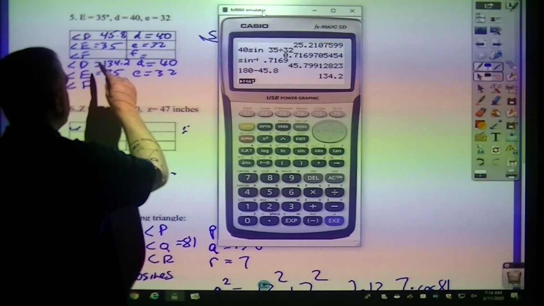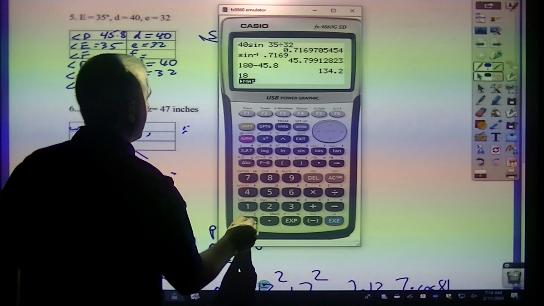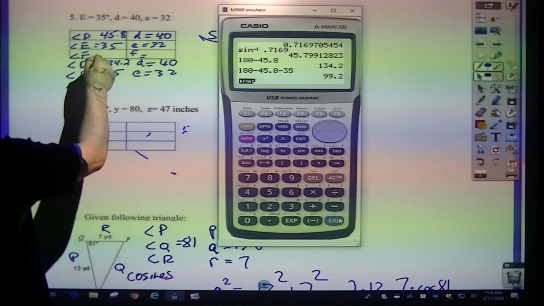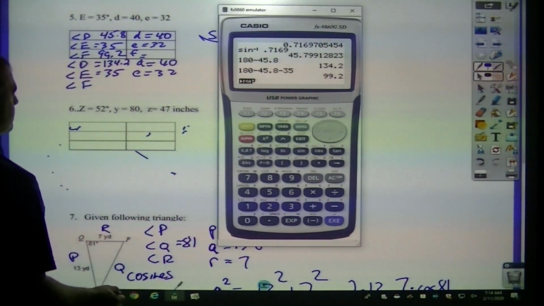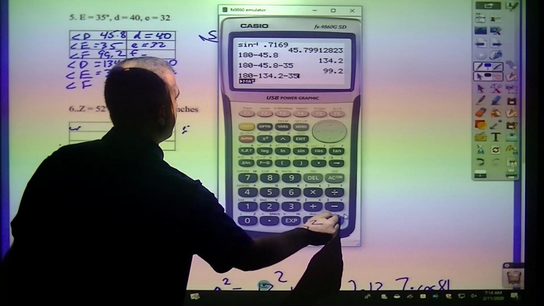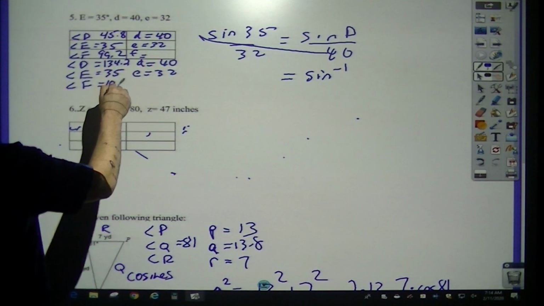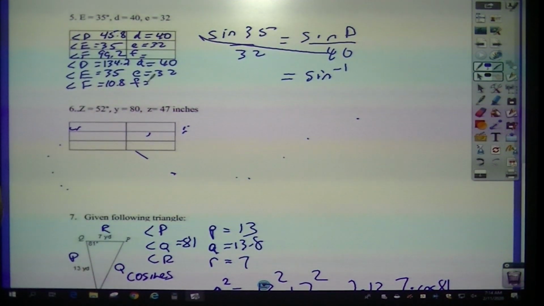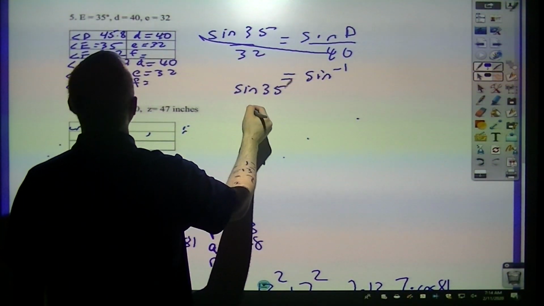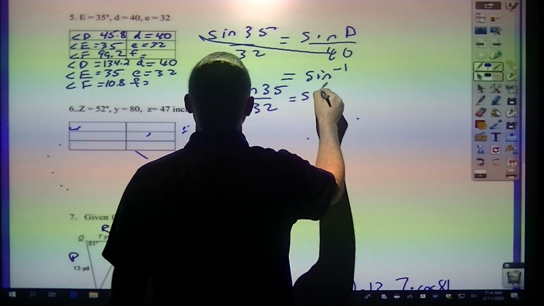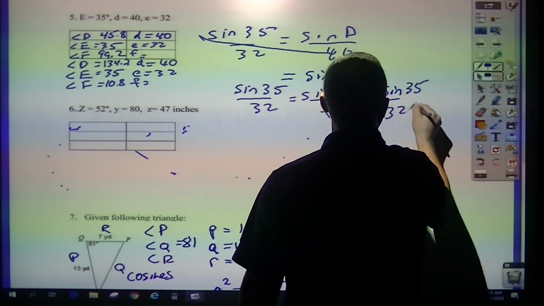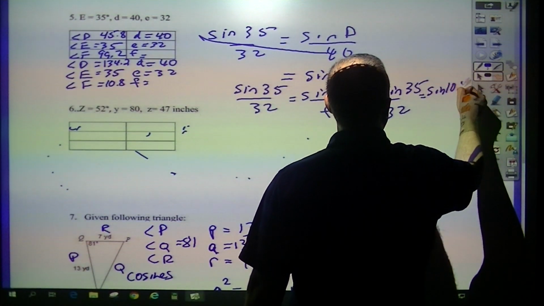Now, this is where we will have another triangle. So what I want to do is find angle F for both of them. The first one would be subtracting these two away, which gives me 99.2. And then 180 minus 134.2 minus 35 would give me 10.8. Now I want to find both f's. So I'm going to use what they gave me, which was sine of 35 over 32, equaling the sine of 99.2 over f, and sine of 35 over 32, the other f angle, sine of 10.8 over f.